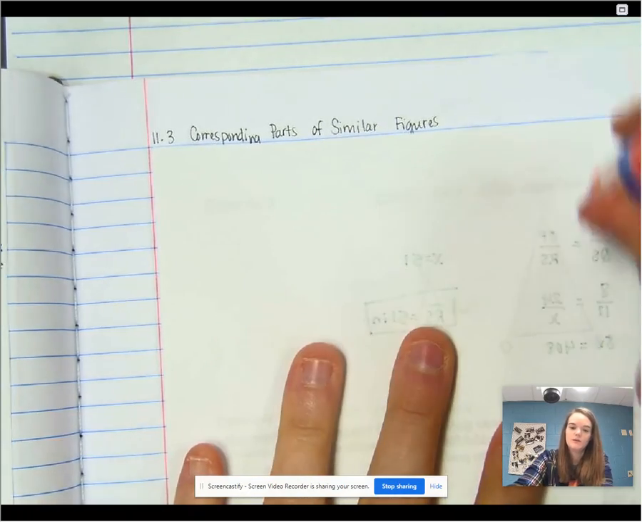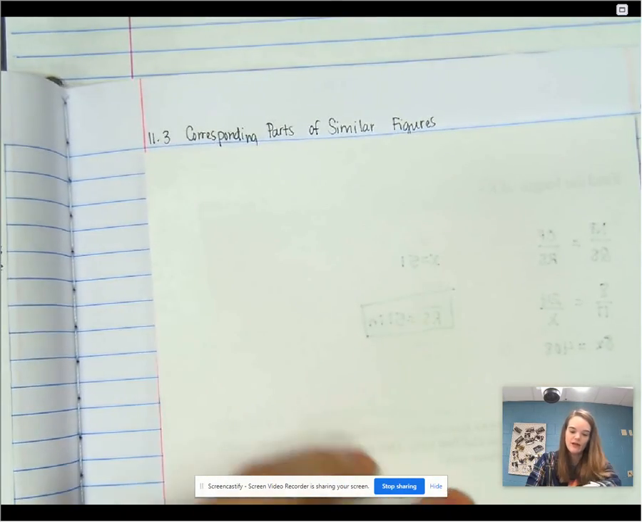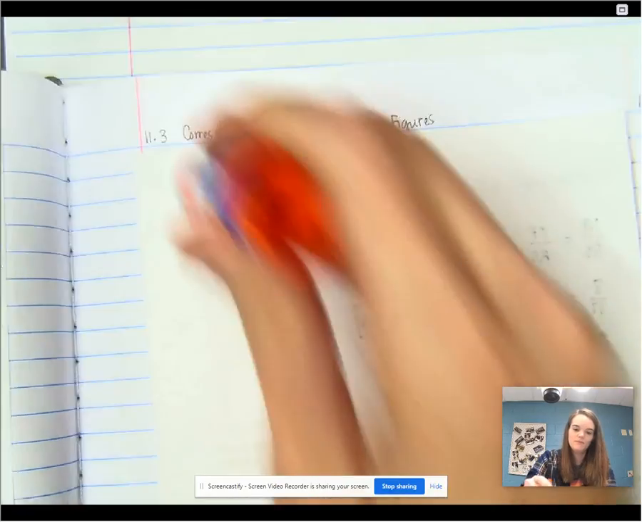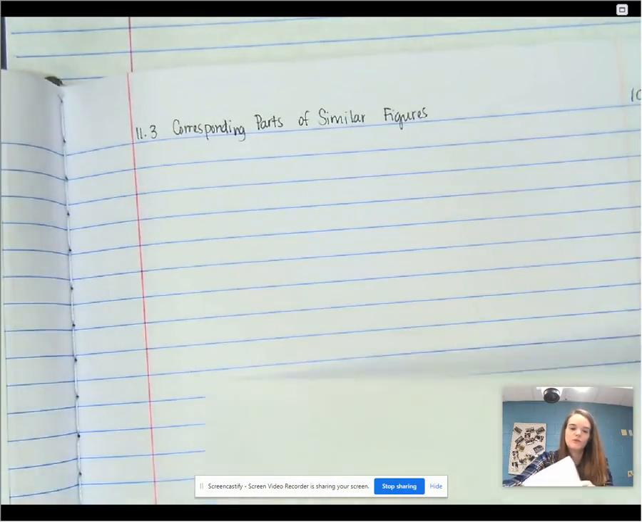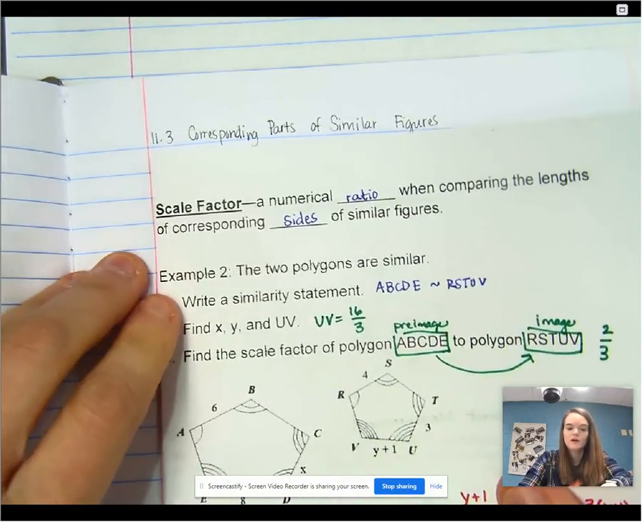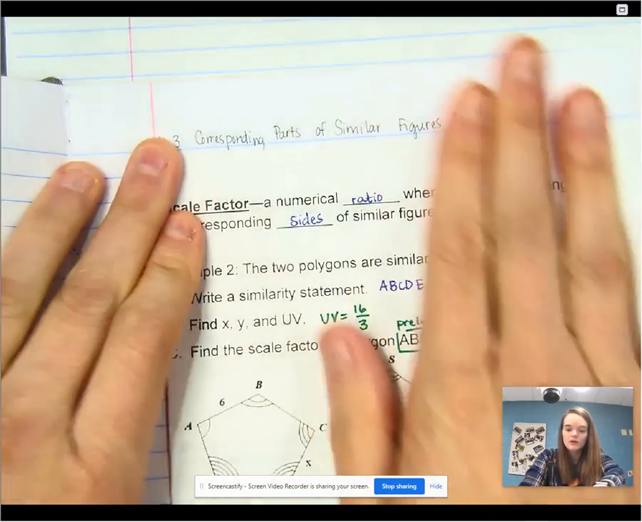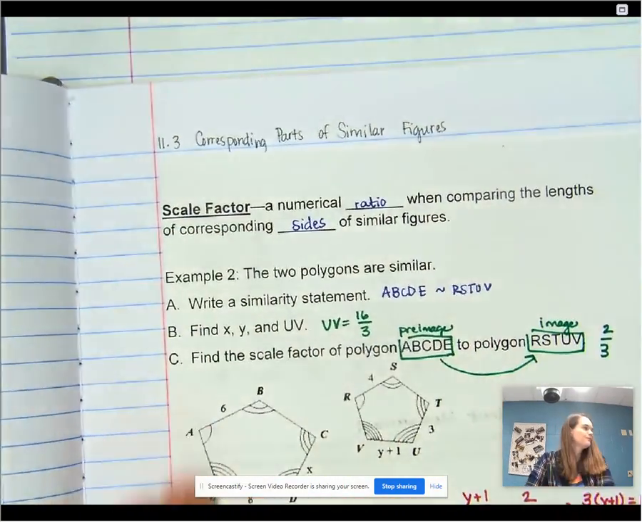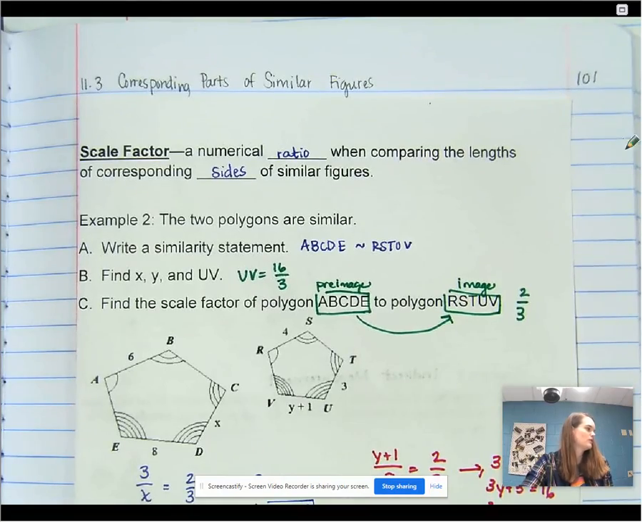Again, if you need some help, you need to ask. We'll have an assignment posted for this lesson, and we'll do a new lesson tomorrow. But there you go. Go ahead and get started on the assignment that's posted on Google Classroom now.